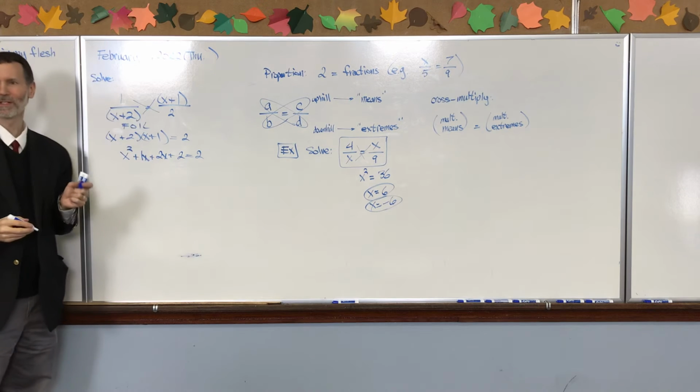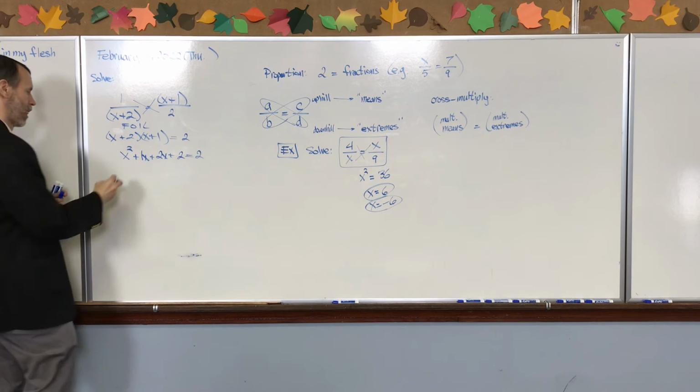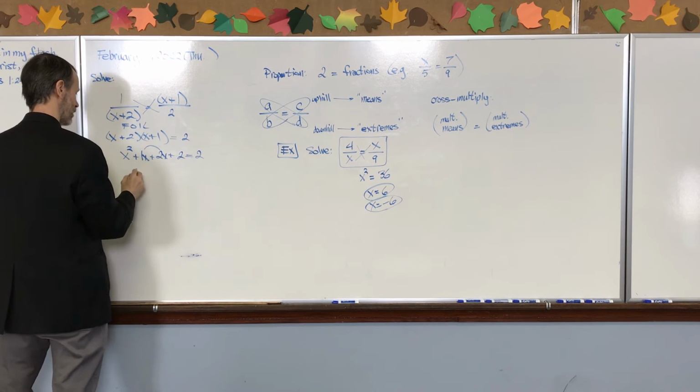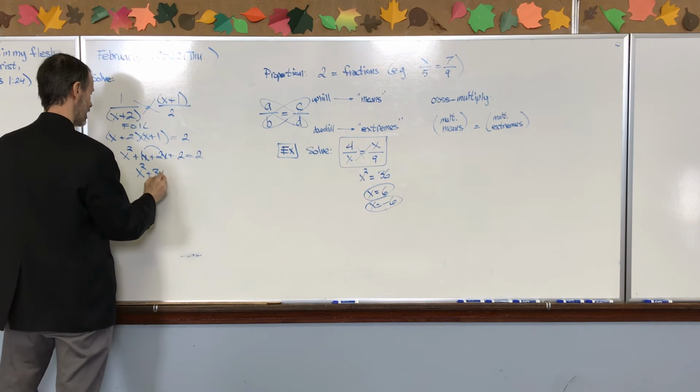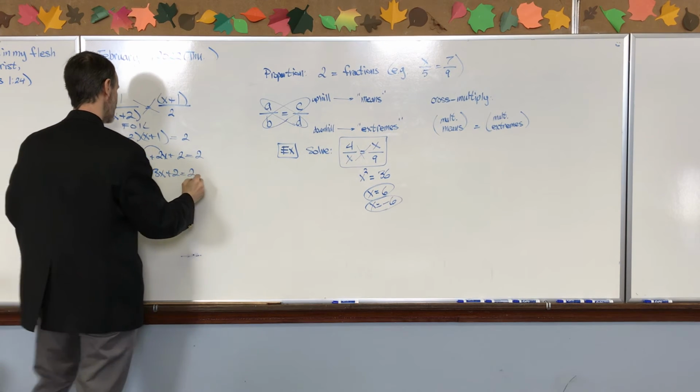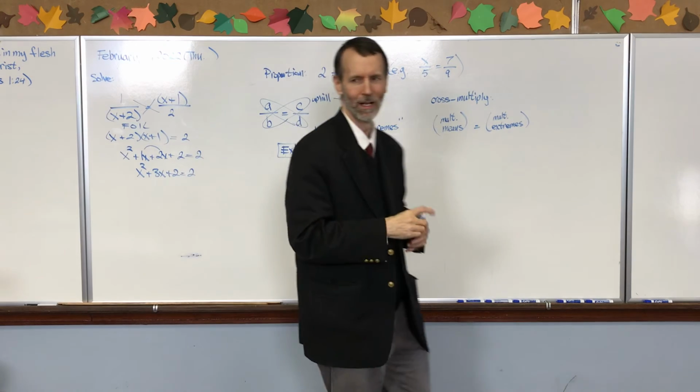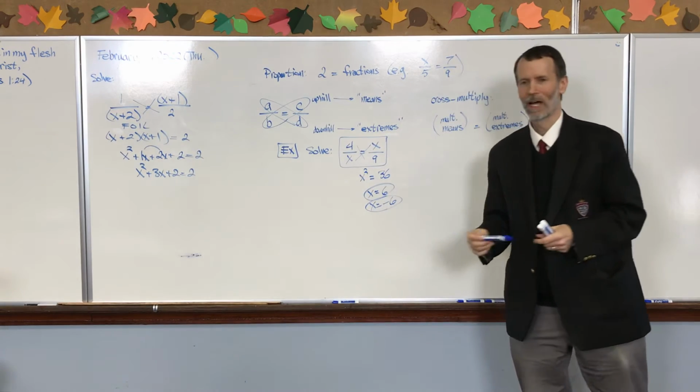Any like terms? Yes, x and 2x, which is 3x. So x squared plus 3x plus 2 equals 2. How do you solve that?